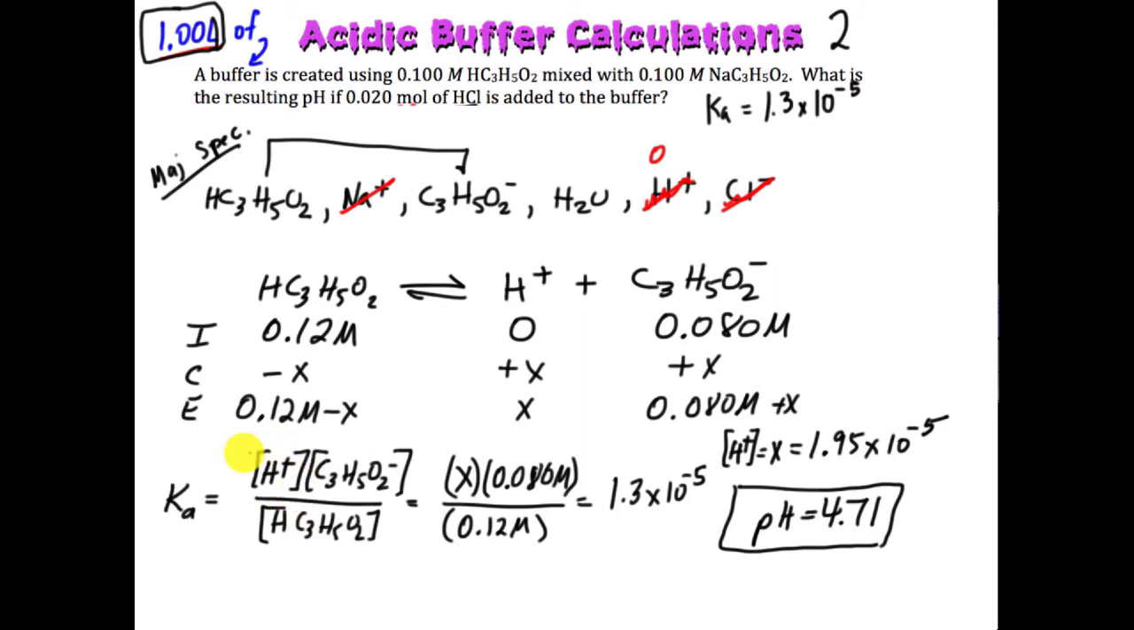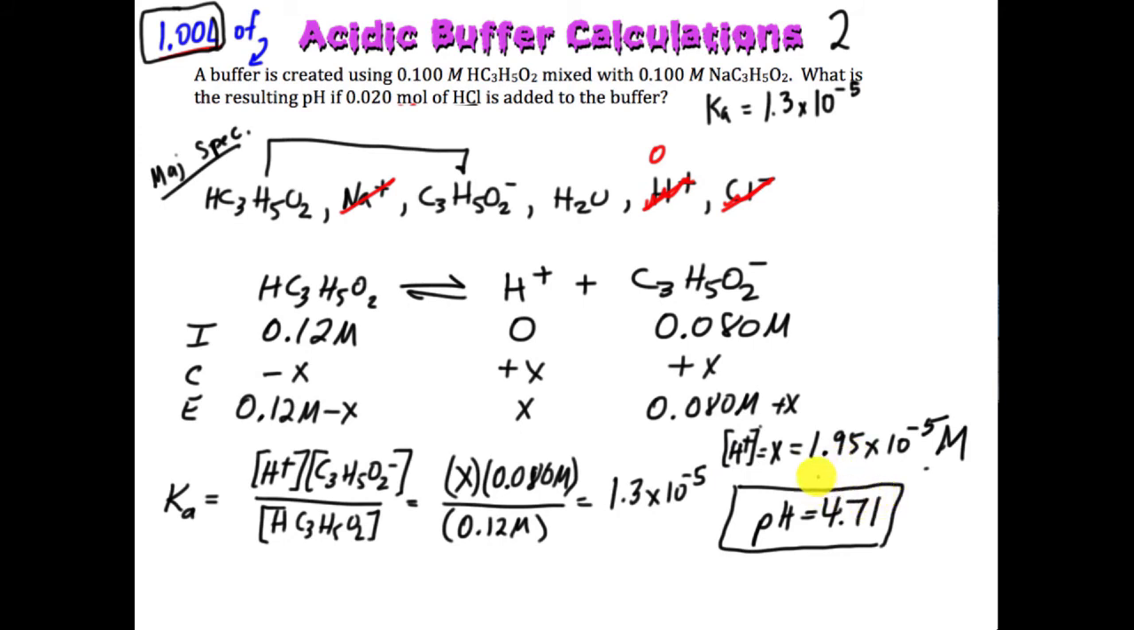Okay, so I've completed the ice table and plugged everything into the Ka expression and simplified and solved for x, which I did over here. So here's my value of x, which is 1.9 times 10 to the minus 5 molar. And I put molarity here because it is a hydrogen concentration. Take the negative log of that, and I end up with a pH of 4.71.